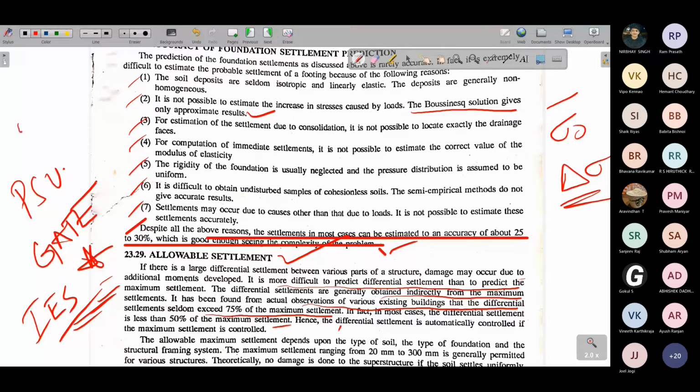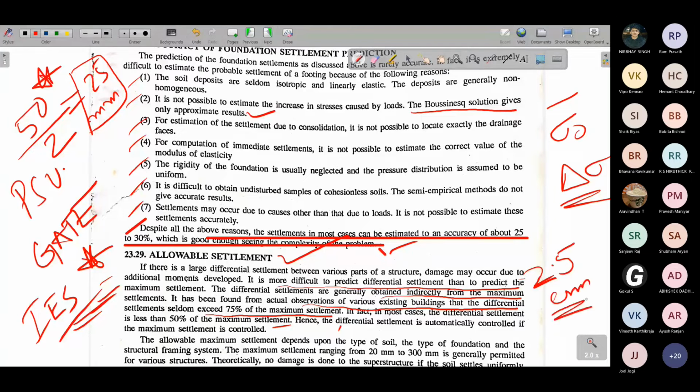So that means 50% divided by 2 is 25. That's what I was trying to tell you. If you remember, compared to maximum settlement, differential settlement is more dangerous. Maximum we will allow 25 mm. 25 mm means how much? 2.5 centimeter. We will not allow more than that 2.5 centimeter. Maximum generally, hence the differential settlement will automatically be controlled.